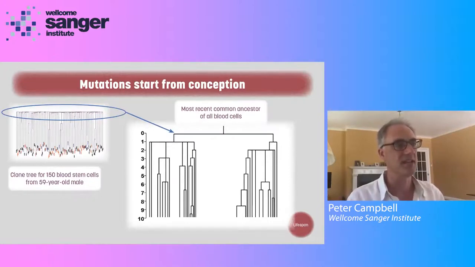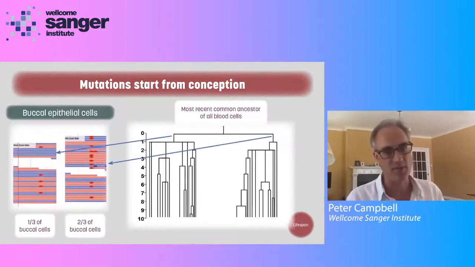Now, the interesting thing in this gentleman was that when we looked at these 2 mutations in another tissue, so we had buccal epithelial cells as well, we could see that those same 2 mutations were present in the buccal epithelial cells from this man at exactly the same proportion. So 1/3 of buccal cells had this mutation, 2/3 of the buccal cells had this mutation. And what that tells us is that not only was this cell the most recent common ancestor of all blood cells, but it was the most recent common ancestor of all buccal epithelial cells.